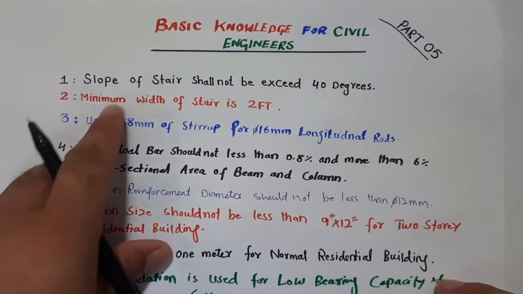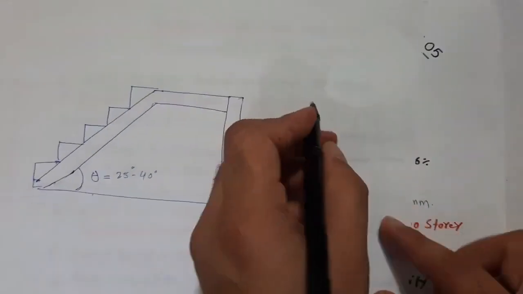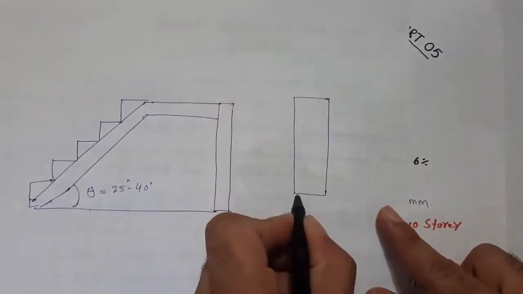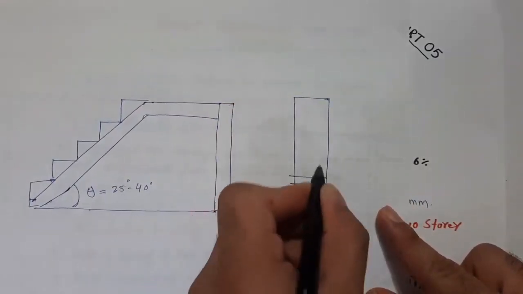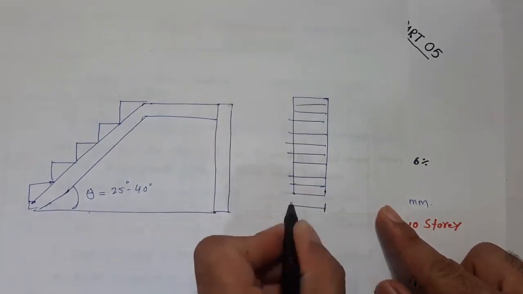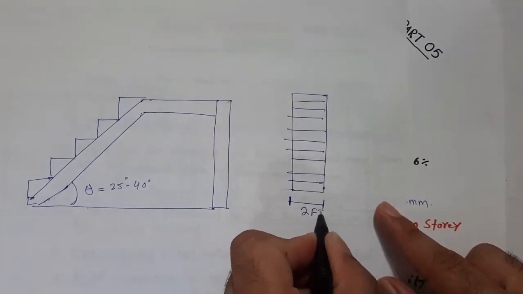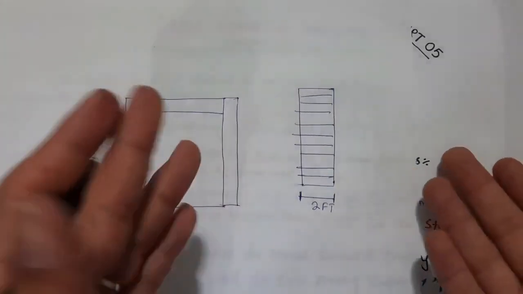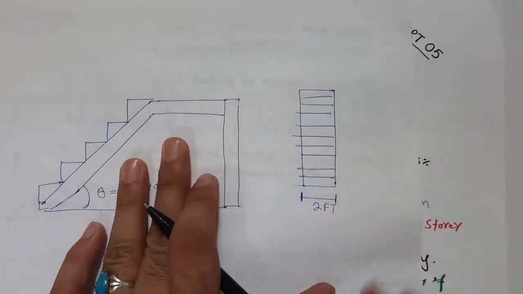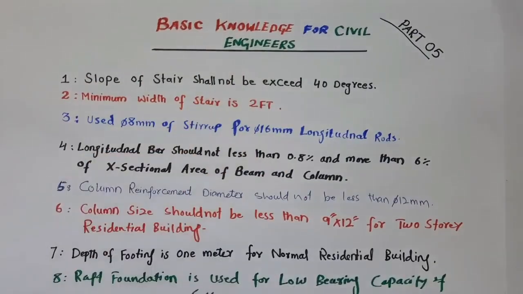The second one is guys, minimum width of stair is 2 feet. Guys, you can see here, this is stair width, okay? So it should not be less than this one. So this width of the stair should not be less than 2 feet. It should be minimum 2 feet. Okay. You can take maximum, but the minimum should not be less than 2 feet. Otherwise, you cannot use this kind of staircase. Okay. Because width is very small, which is 2 feet.